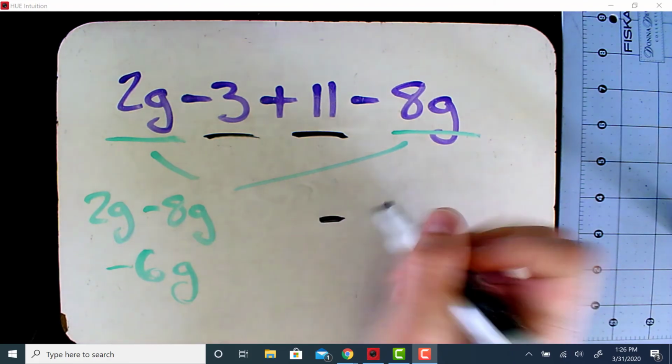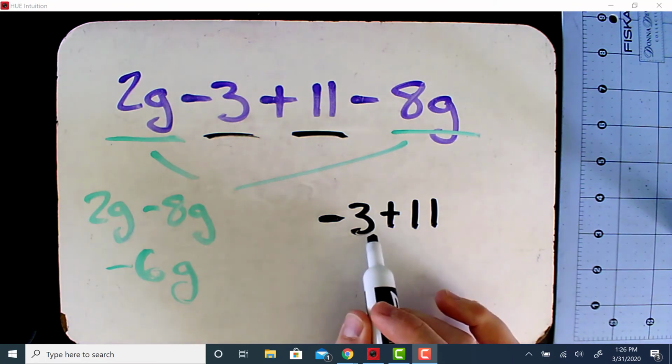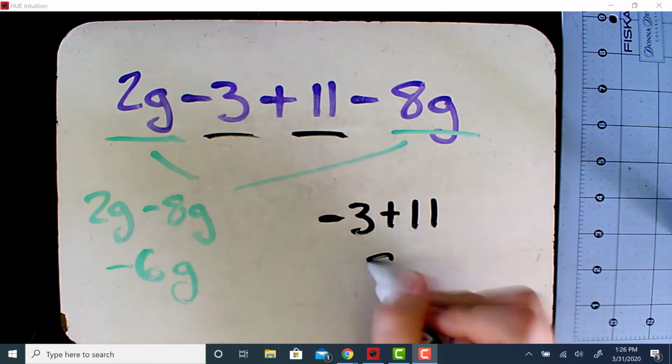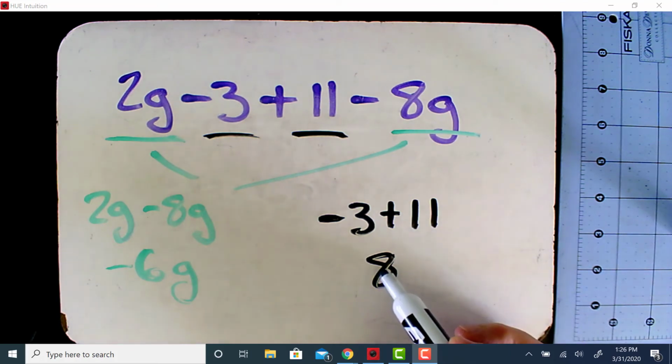So I've basically got negative 3 plus 11. Signs don't match, so I subtract. That gets me 8, and I take the sign of the bigger number. 11's bigger, so it's a positive 8.